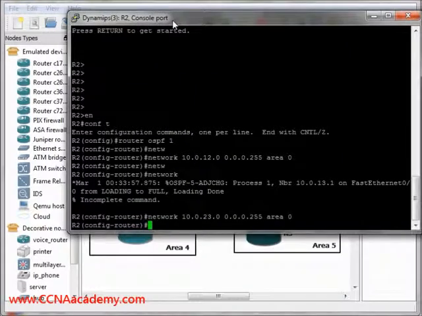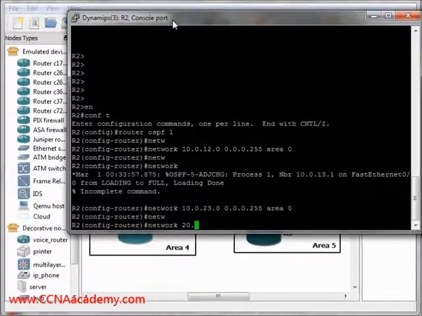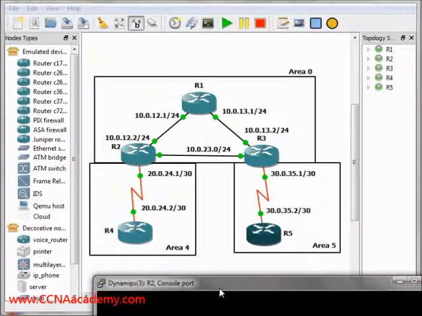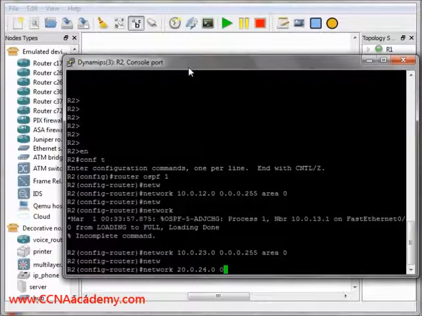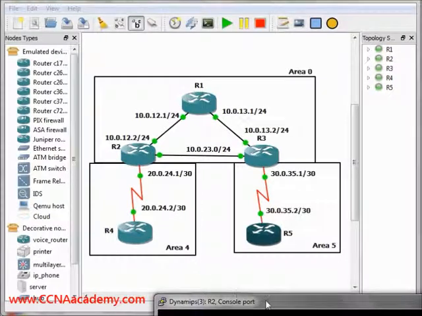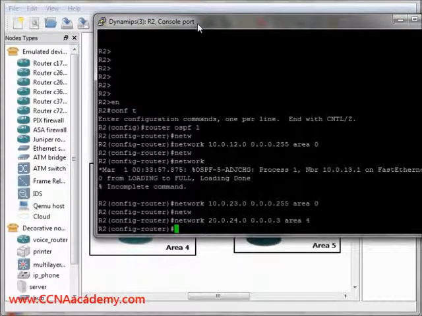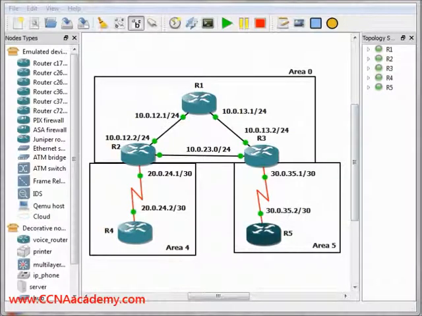20.0.24.0, and the subnet mask is /30. This means that the wildcard subnet mask is 0.0.0.3, area. This network exists in area 4. So now we finished router 2 configuration.